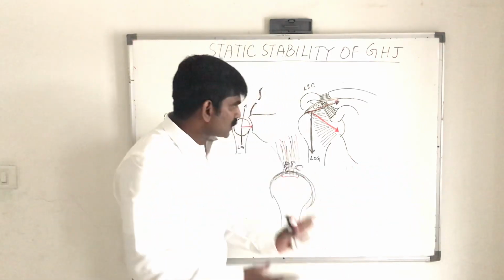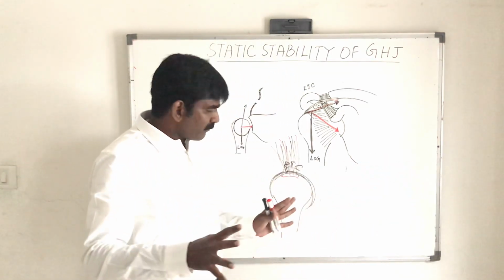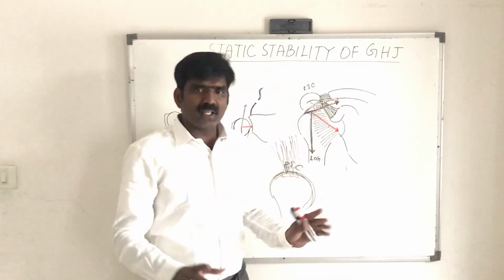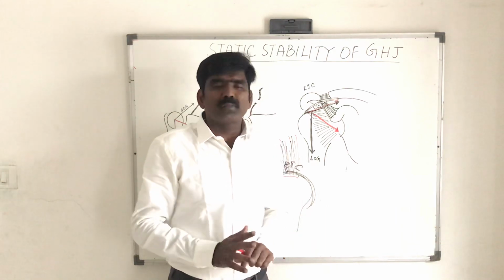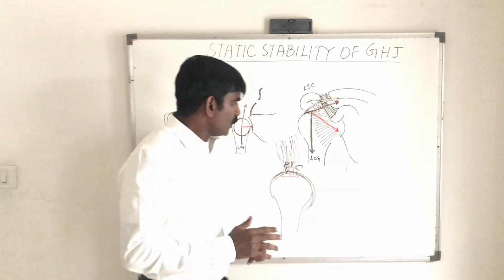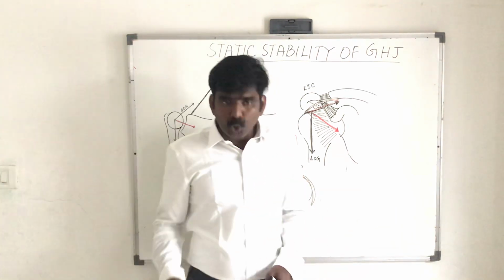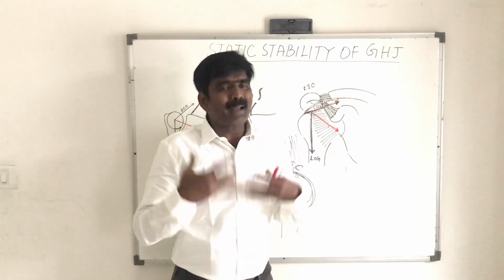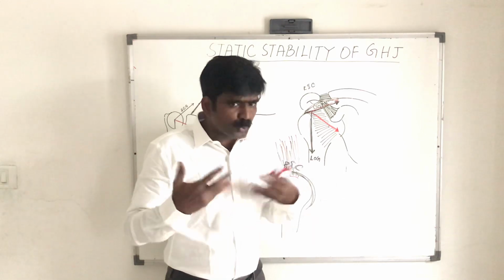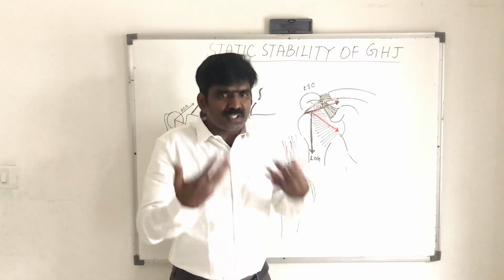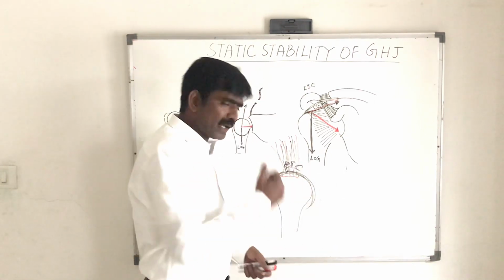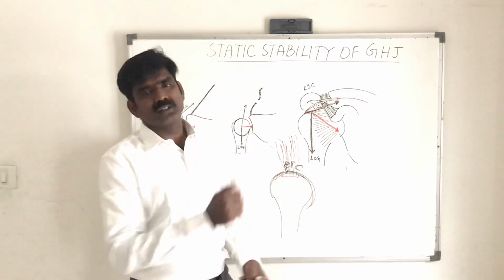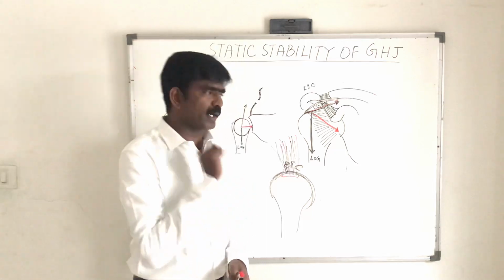So the conclusion from this point is, when the arm is unloaded, the tension in the RIC is enough to maintain the static stability of the glenohumeral joint. When the arm is loaded, the supraspinatus muscle is stretched and passive tension is produced within the muscle, and those tensions are transmitted to the RIC. Now this force is required to maintain the static stability of the glenohumeral joint.